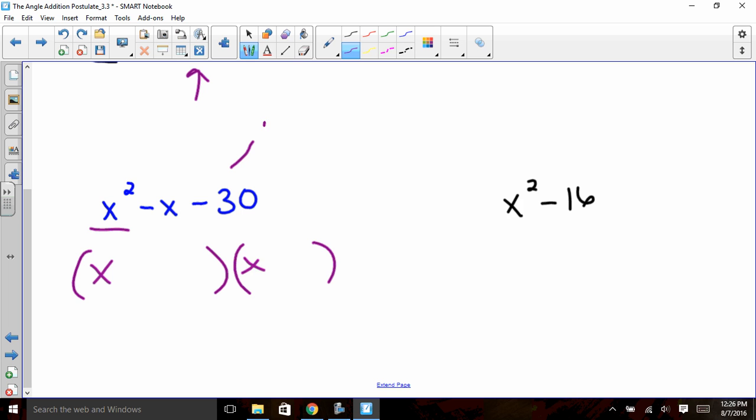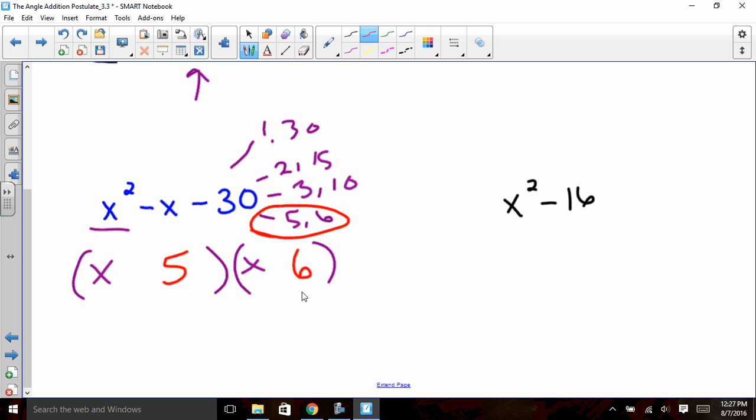My multiples of 30 are 1 and 30, 2 and 15, 3 and 10. 4 doesn't go in, 5 does though, 6 times. 7 doesn't go in, 8 doesn't go in, 9 doesn't go in, back to 10. So, of those multiples, do you see my answer there? Yeah, 5 and 6. Just like with the last two, when I have 2 negatives, my bigger number gets the negative sign, smaller number gets the addition sign.